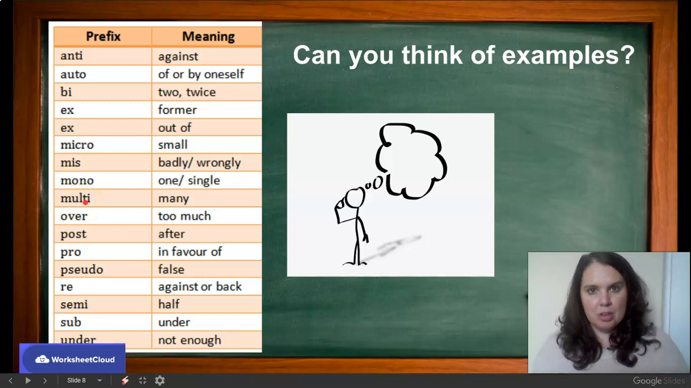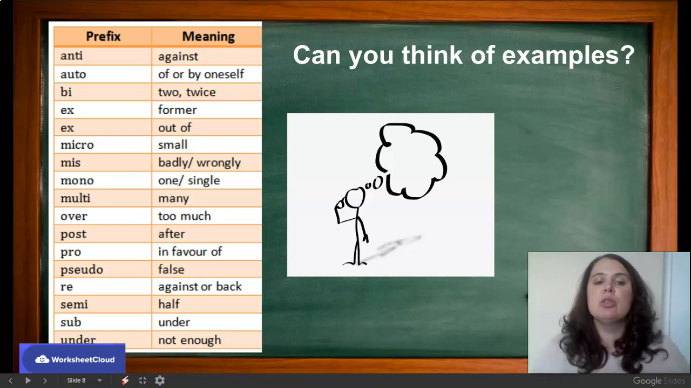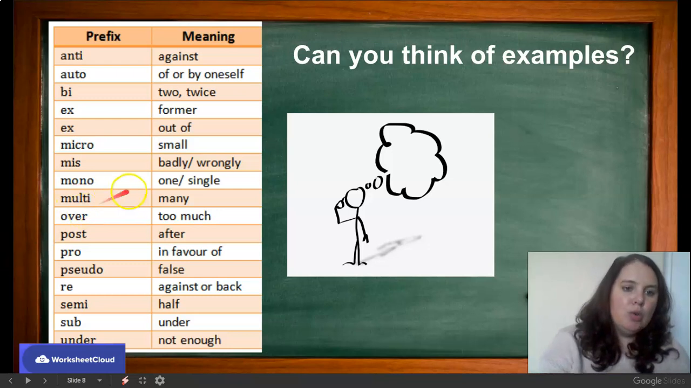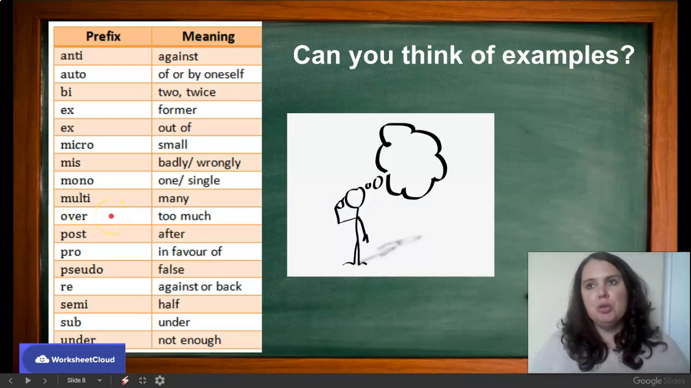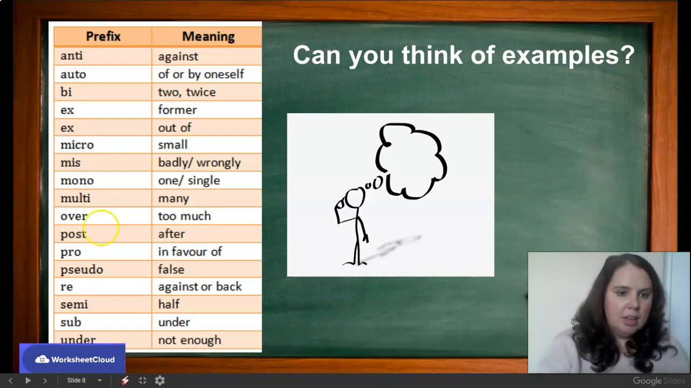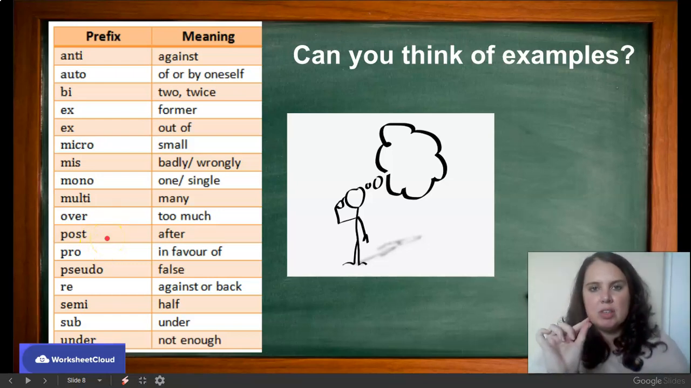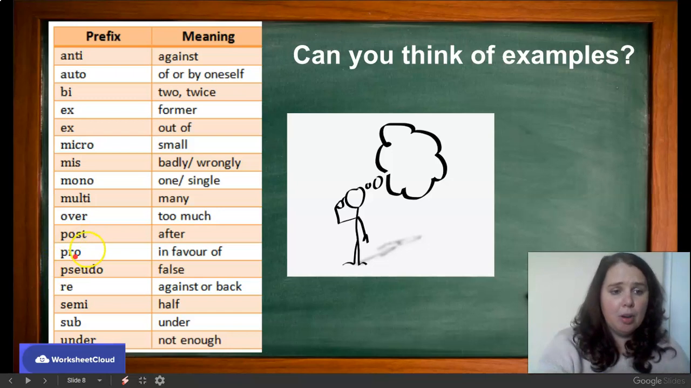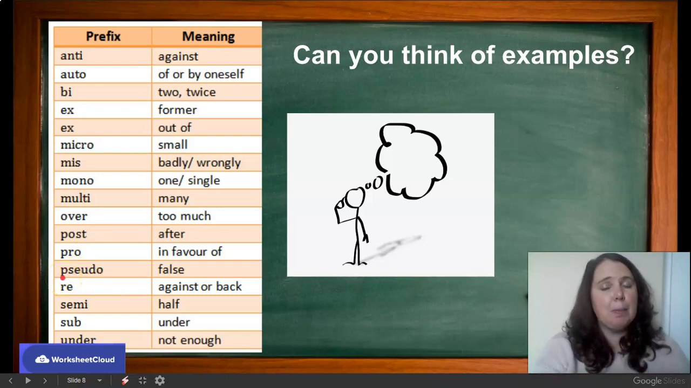Multi then means many. So South Africa is a multicultural society. We have so many cultures, many different languages, so multi would apply. Over normally means too much. So if you overstimulate a dog, it might get very excited or very tired. Post means after. I'm sure you've always seen PS at the end of letters or texts or emails. It means postscript, so it's something you remembered after you've written. Pro means you're in favor of it. Pseudo, okay, it's a bit of a weird spelling, it's a silent P, but pseudo means false. So if I use a pseudonym, it means a false name by which I go.